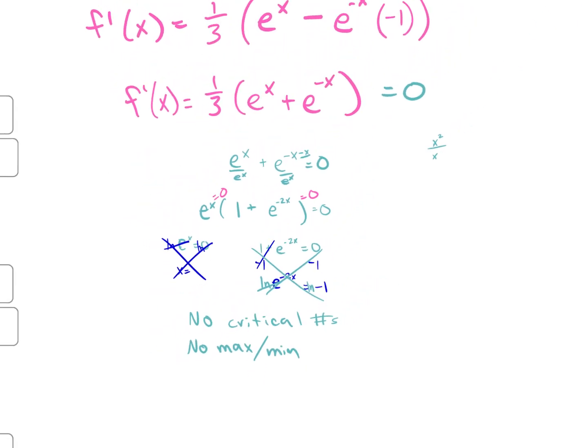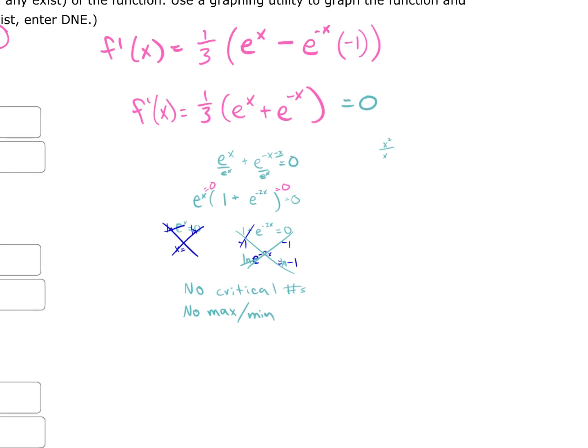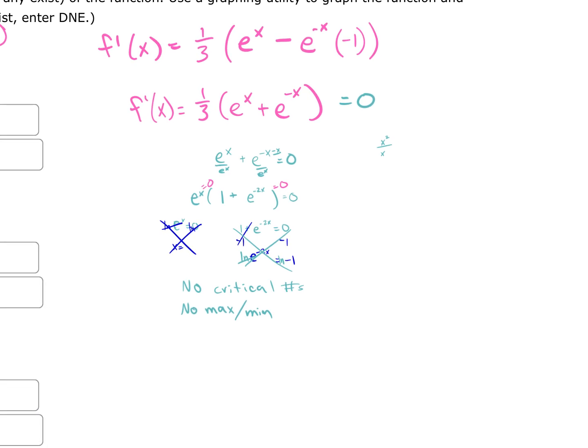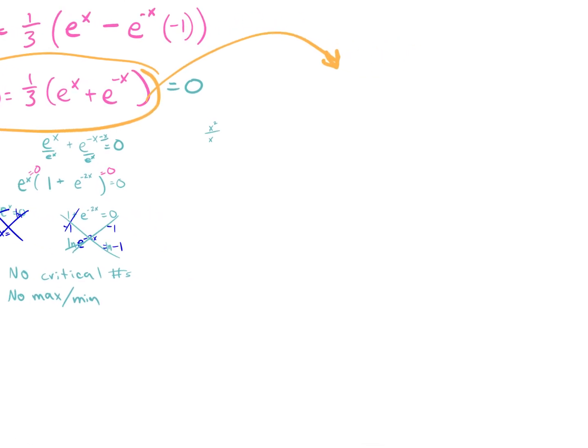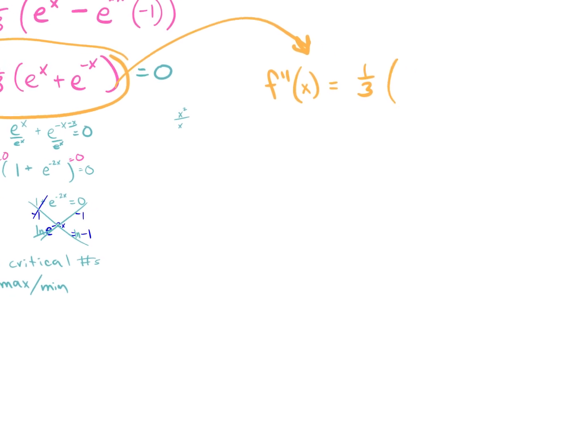To find the inflection point, let's find our second derivative. So I'm going to take the first derivative that we have here and do the derivative again. So for our second derivative, I'm going to keep that 1/3 outside. Then we can take the derivative of each term separately.